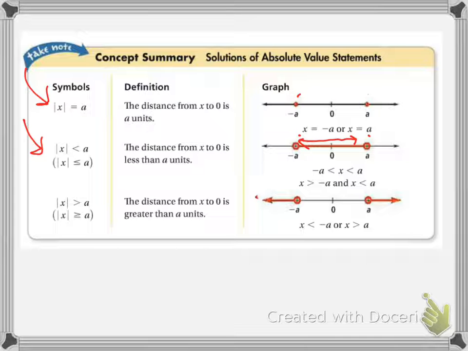On the other hand, if you have a situation where the absolute value of x is greater than or equal to a, after you plot your points, you'd want to graph everything beyond them, because these would all include values greater than the value of a.